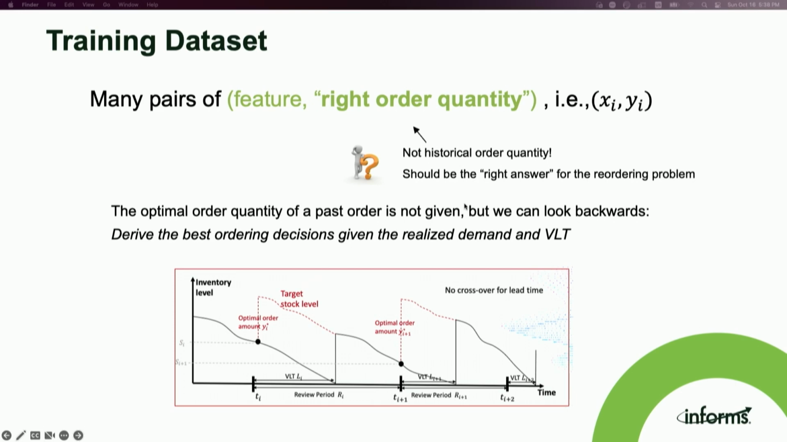So what we do in this work is to look backwards. The optimal order quantity of a past order is not given, but we can always look back because we already know what happened after that order has been placed. So we look back and see what we should have done at that time in the past, and we derive the best ordering decision given the realized demand and VLT.